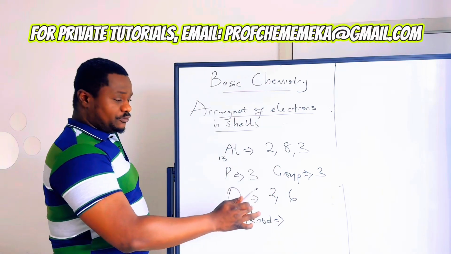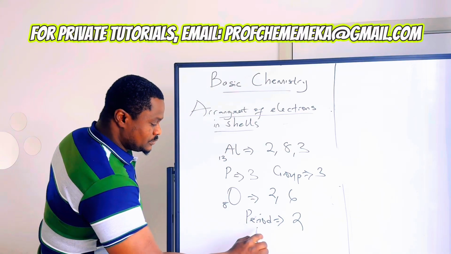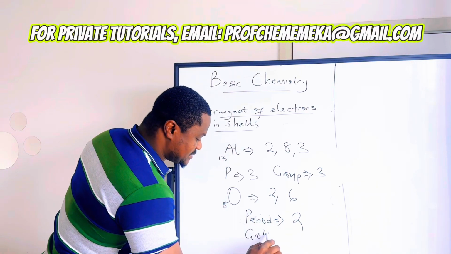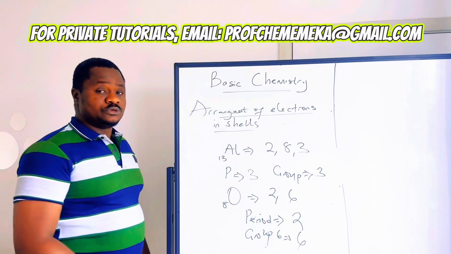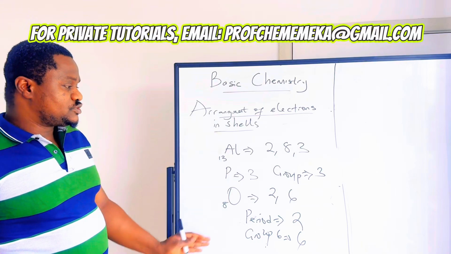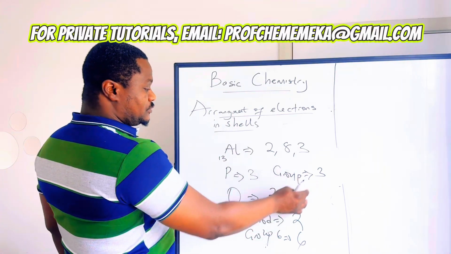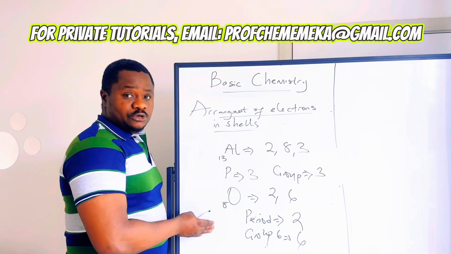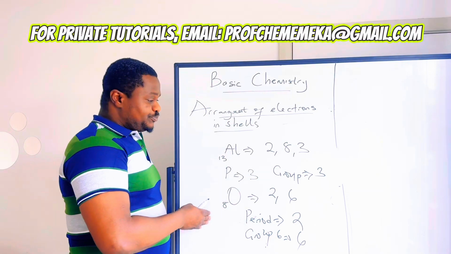Now, you count the number of shells. You discover that oxygen belongs to period 2, and what will now be the group? Because it has 6 electrons in the outermost shell, oxygen belongs to group 6. With this, you can also use the KLM configuration to actually tell the group and the period that an element belongs to without actually looking at your periodic table.